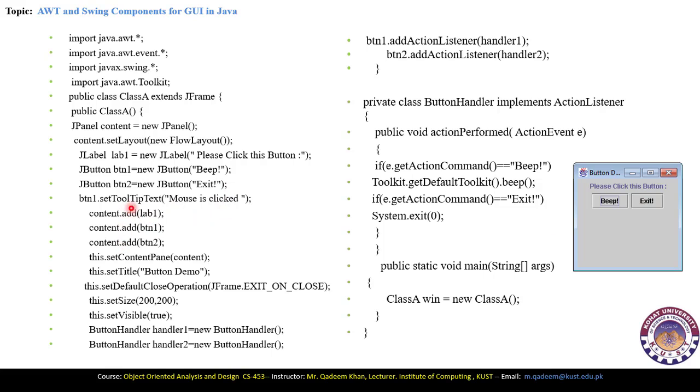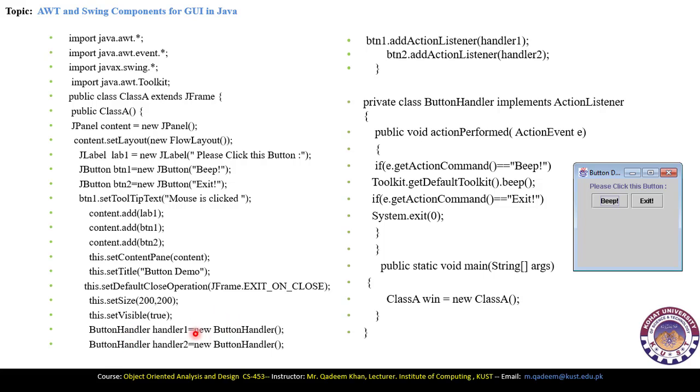Then we have added these three controls, the label and two buttons, inside of the contents, and the content is also added here inside of the content pane, which is the window. And when it is closed, the EXIT_ON_CLOSE parameter will be passed here, and the setDefaultCloseOperation function will be called here. It defines the size of this window, 200, 200. setVisible true means it will display the window.